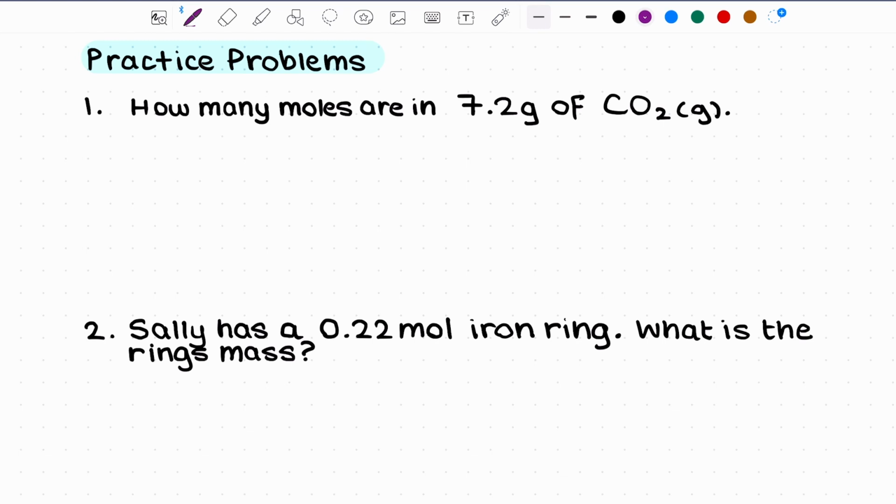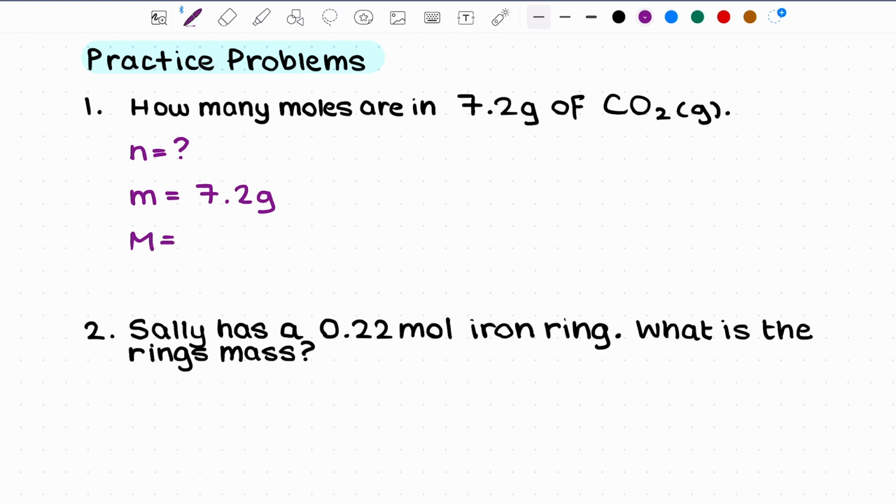The first question says, how many moles are in 7.2 grams of CO2 gas? What I like to do when I'm solving any chemistry problem is always write down the information I'm given and what I'm looking for. The first thing that the question tells us is that we are looking for moles. It says how many moles. The other piece of information that they give us right away is the mass. They tell us that the mass is 7.2 grams.